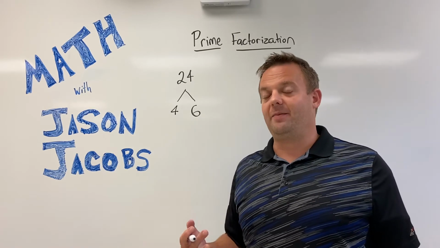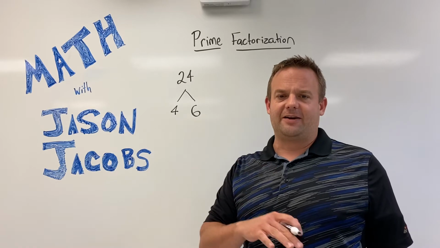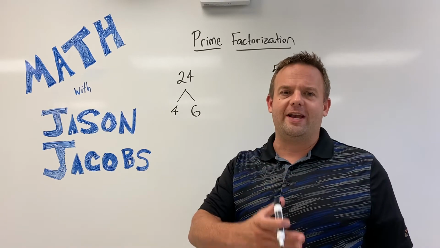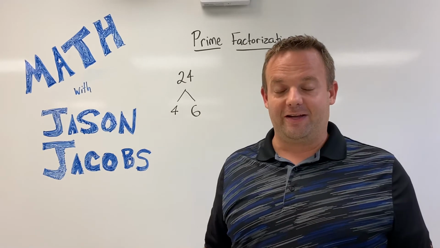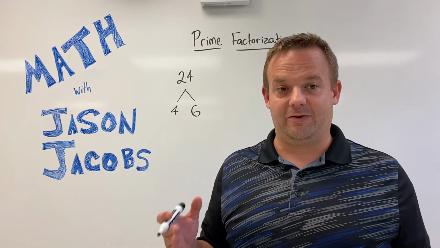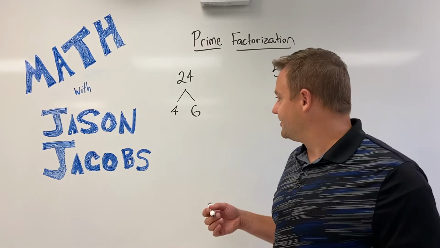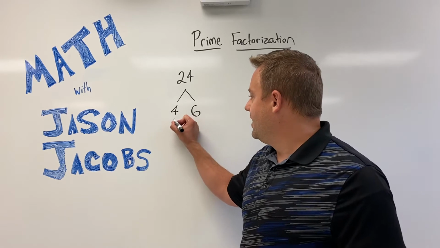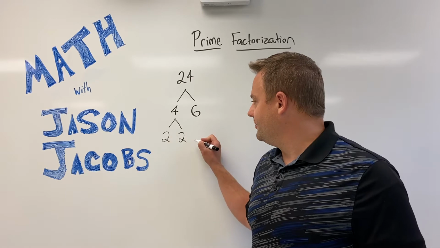Now, a prime number is a number that can only factor down to 1 and itself. Like 2 is the only even prime number because 2's factors are 1 and 2. It only has 2 factors. So a prime number will only have 2 factors, 1 and itself. So let's see, 4 can factor out into 2 and 2.